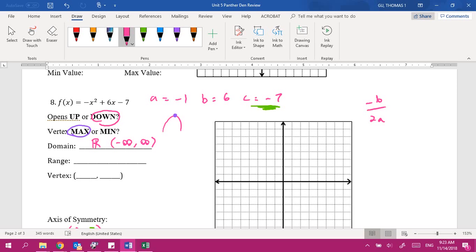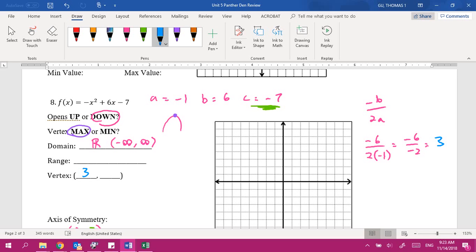So it's negative, and then what's b? 6. So -6 because b is 6, over 2 times, what's a? -1. So this will simplify to -6 over -2, which is? 3. That's right. -6 divided by -2 is 3. So that means the x coordinate of your vertex is 3. I don't know what the y coordinate is, though. How can I find the y coordinate?